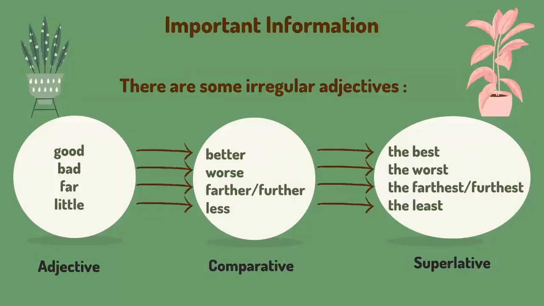Here in this slide, we have an important information. We have covered many regular adjectives so far, but we have also some irregular adjectives. For instance, we have good. It becomes better and the best when we want to use it in comparative or superlative form.